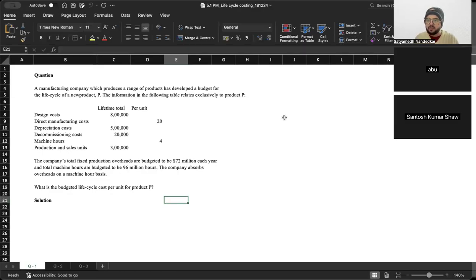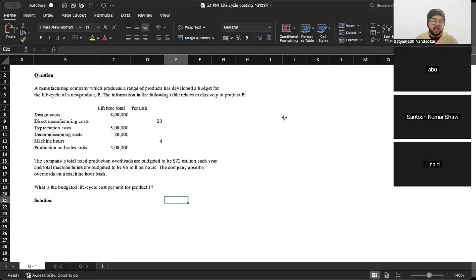Let's begin our discussion for the day with three questions on life cycle costing. Okay, what is the budgeted life cycle cost per unit for product P? A manufacturing company which produces a range of products has developed a budget for the life cycle of a new product P. The information in the following table relates exclusively to product P.